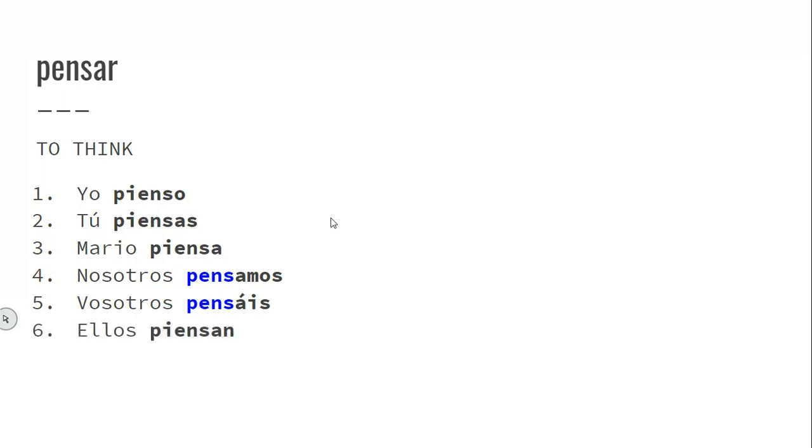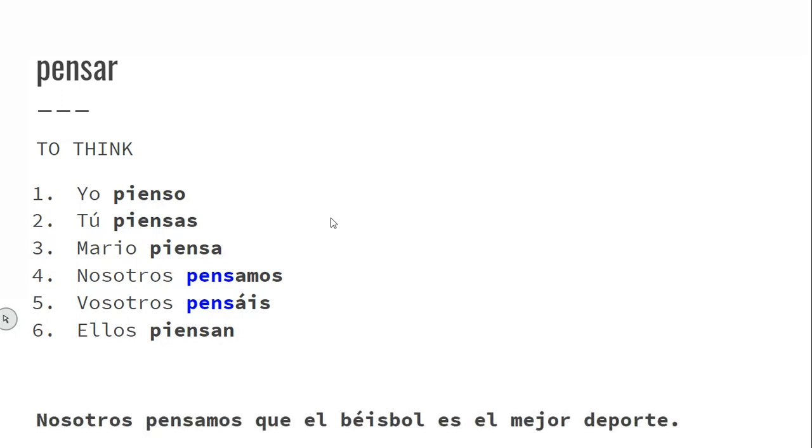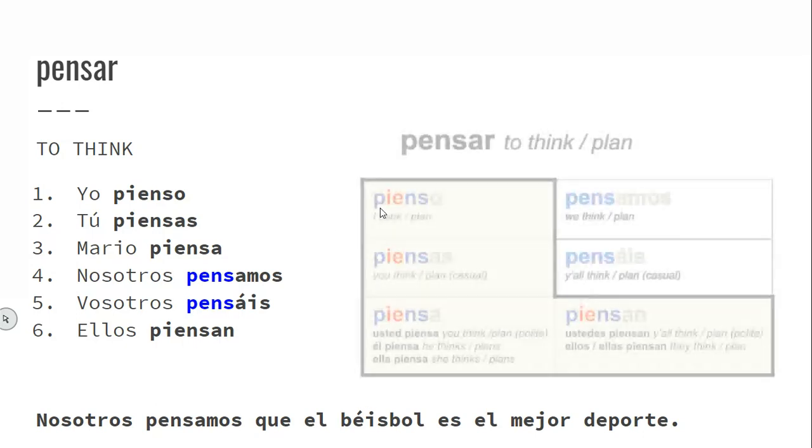Pensar. Pensar, to think. Okay, so again, we're looking at what's inside the boot. Okay, those are three. Yo pienso, tú piensas, Mario piensa, and then we take note of what's outside of the boot. Nosotros pensamos, vosotros pensáis, and then our one plural form inside the boot. Ellos piensan, as in nosotros pensamos que el béisbol es el mejor deporte. We think that baseball is the best sport.